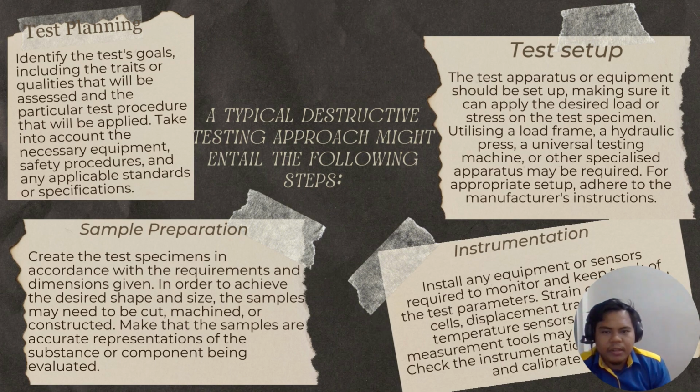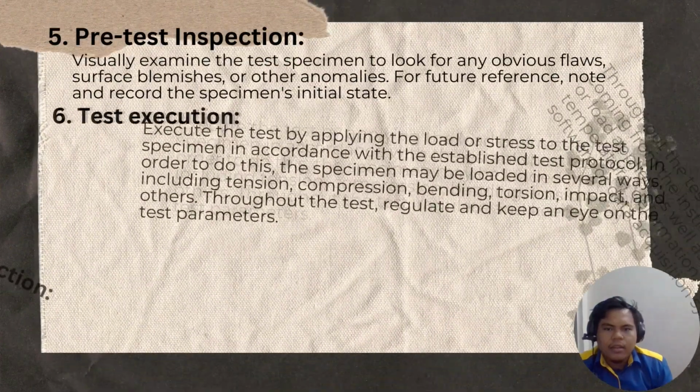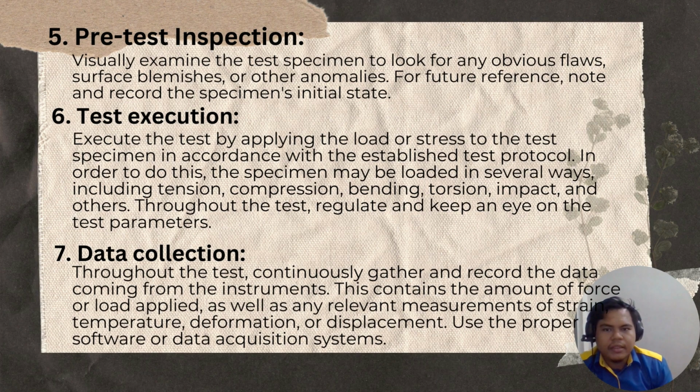Create the sample specimen in accordance with the requirements and dimensions given in order to achieve the desired shape and size. The sample may need to be cut, trimmed, or constructed. Make the sample an accurate representative of the substance or component being examined. Pre-test inspection.